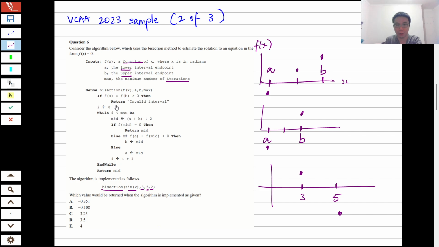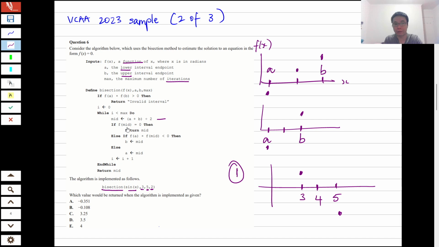Okay, so now let's work through this program. This first part is just error checking. So you don't want to run the bisection method if your interval has the same sign at the endpoints. First, we define the midpoint of the two values which we started with. So our midpoint is going to be 4. This is our first iteration of the bisection method.